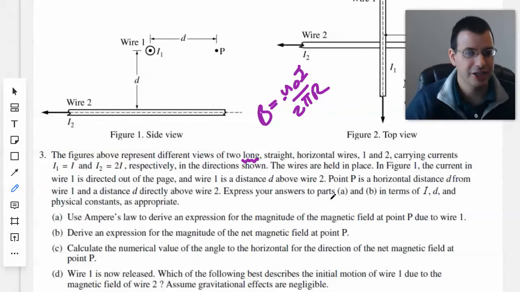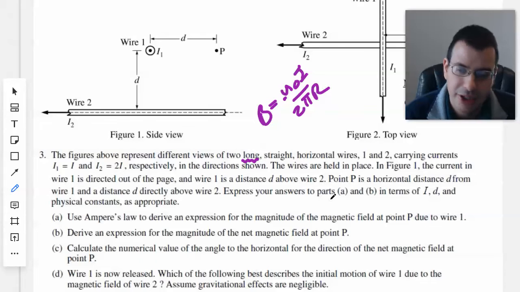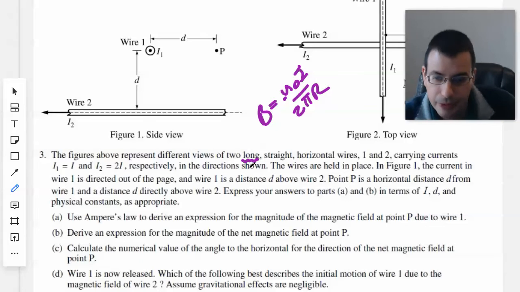Basically the idea is there's going to be forces between the wires because they both produce magnetic fields, and the magnetic fields would interact. It's saying that one wire doesn't fly off, changing the situation. Hold in place. In figure 1, the current is directed out of the page. Yep, that's normal convention. And wire 1 is a distance d above wire 2. Point P is a horizontal distance d from wire.